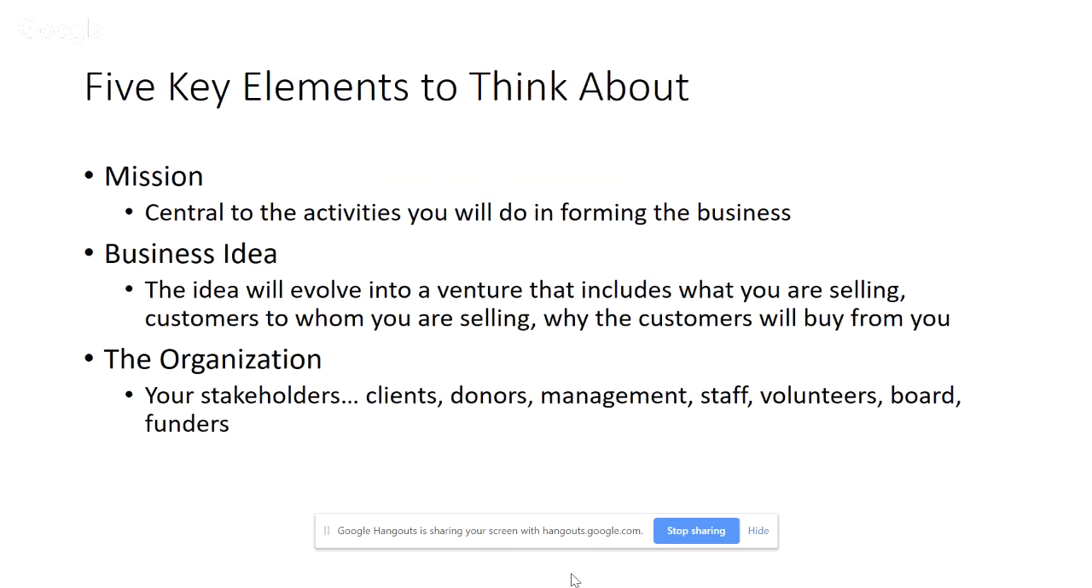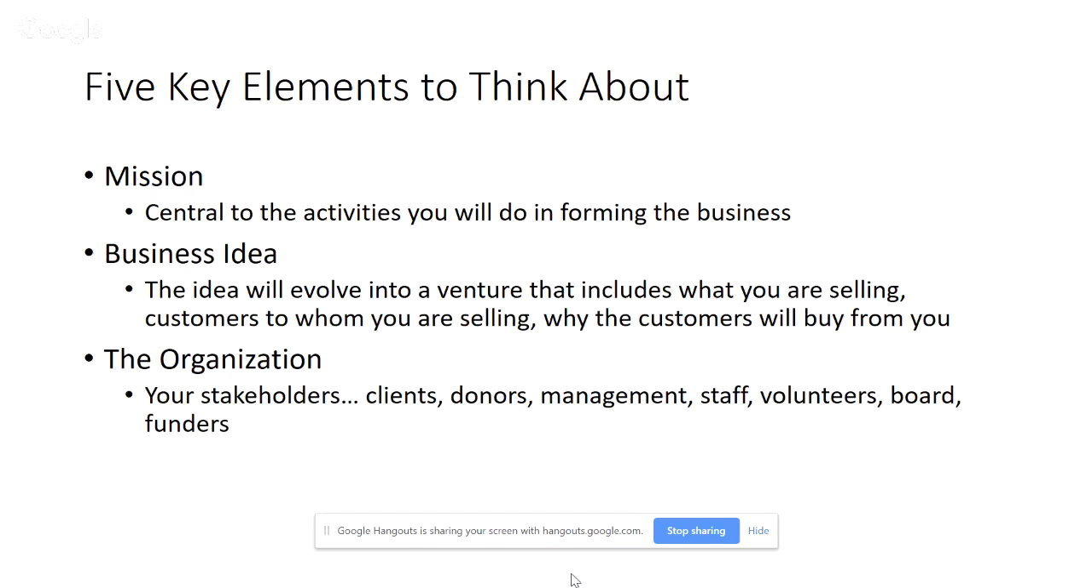But before that, just quickly, five key elements to think about that you have to have in your business plan, right? The first one is the mission. This is really central to the activities you will do in forming the business, but also what you're going to do once you start a business. The business idea: the idea will evolve into a venture that includes what you're selling, customers to whom you're selling, and why the customers will buy from you. This is the description of the products or services you're going to have, and we'll talk about it in a few minutes.